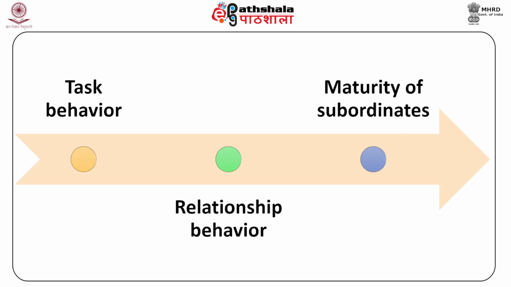Next, maturity of subordinates. This behavior is seen in terms of the degree of readiness and willingness of the subordinates in performing a given task or their ability in taking responsibility for directing their own behavior. Ability is defined as the knowledge and skill of the subordinate to do the job and hence is also called job maturity. Willingness, on the other hand, is defined as psychological maturity, which has to do with the confidence and commitment on the part of the subordinate to do a particular task.